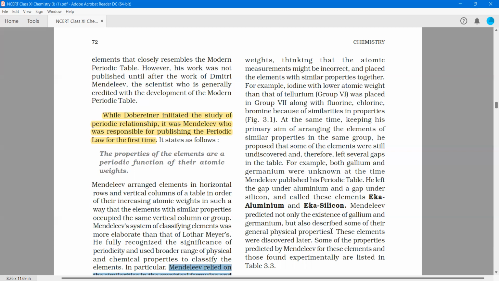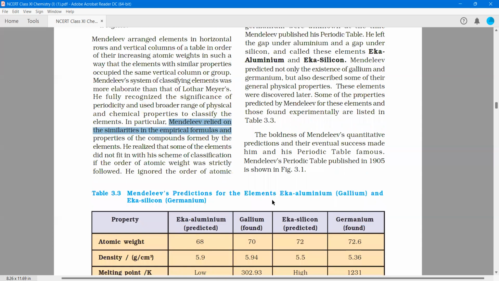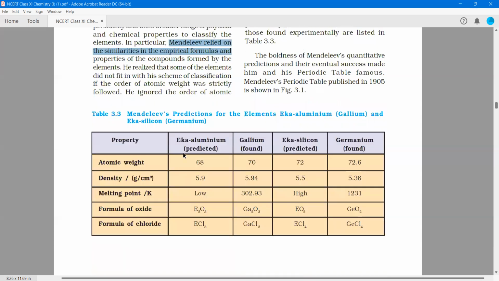So these elements were discovered later, and some of the properties predicted by Mendeleev for these elements, those found experimentally, are listed in table 3.3. So this is a very great table you will see. So this was what he predicted, these two columns, and these two columns, and these two columns are what is found.